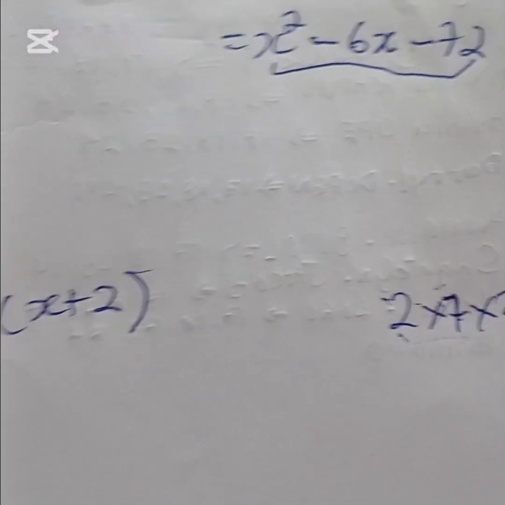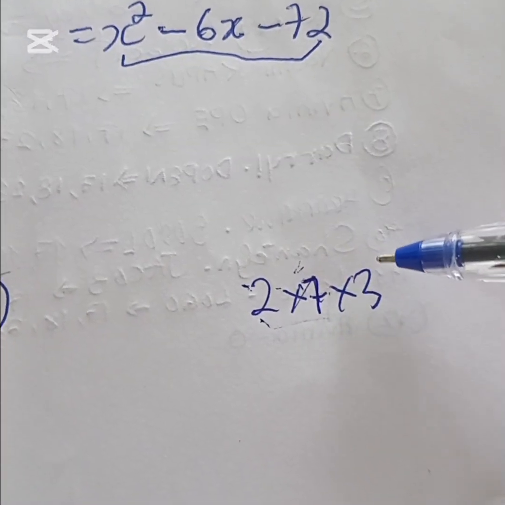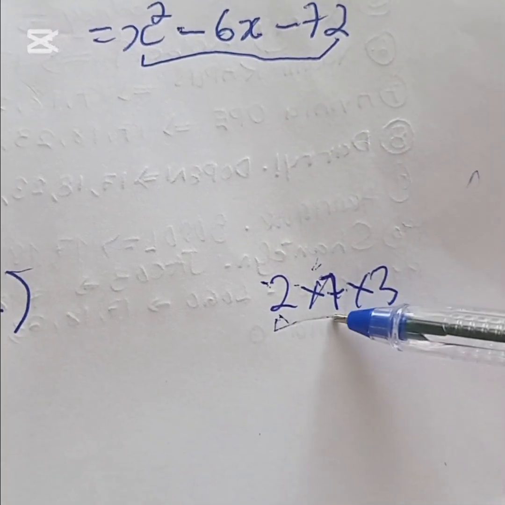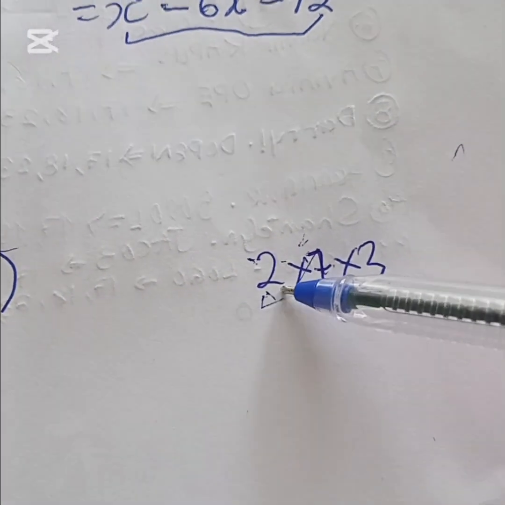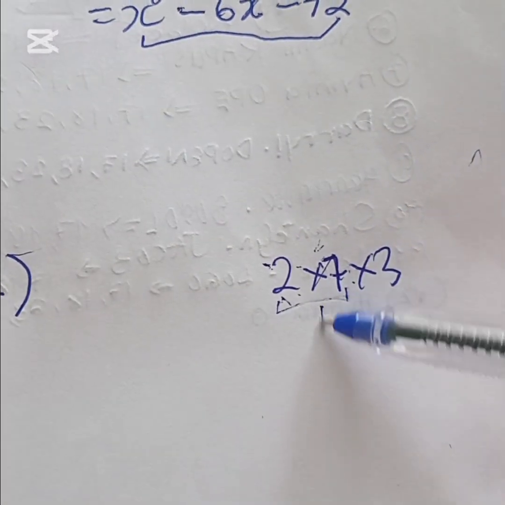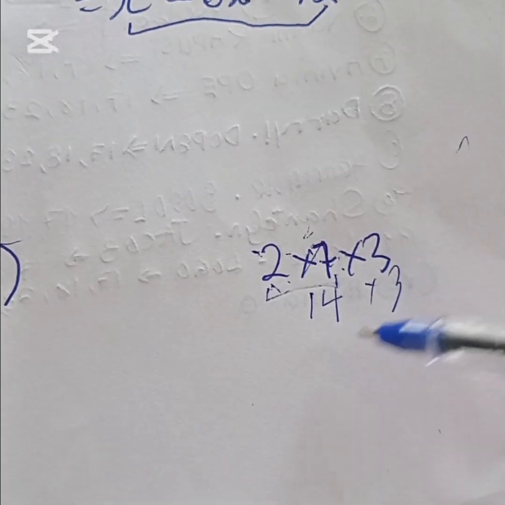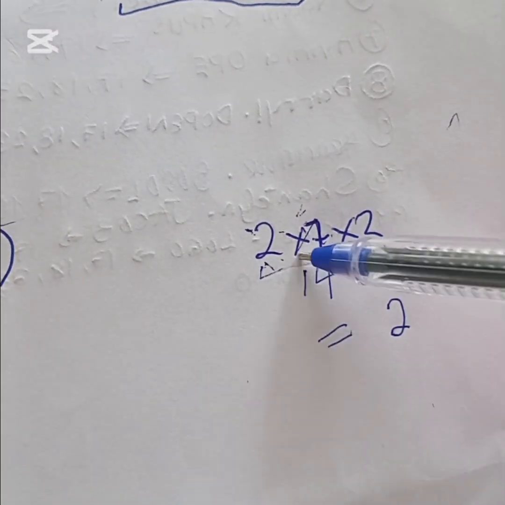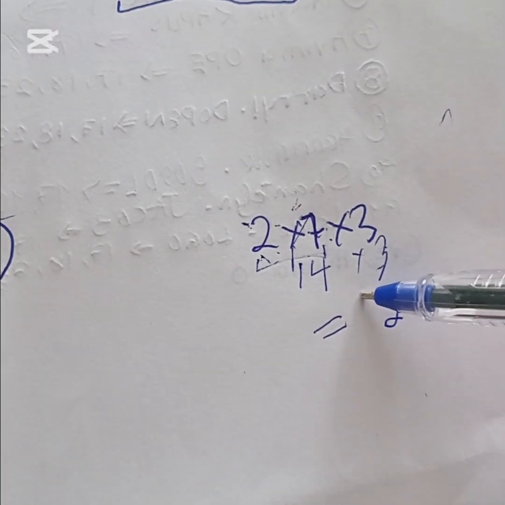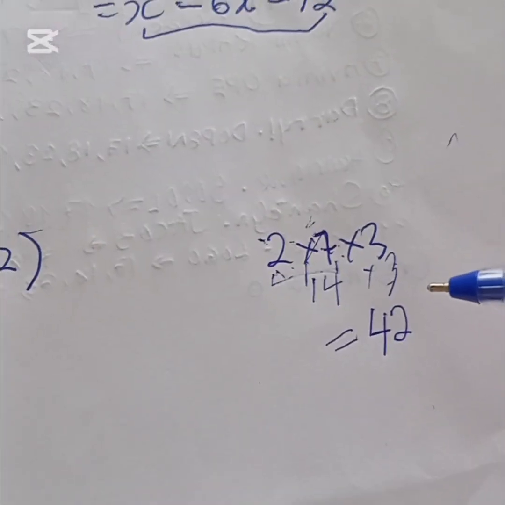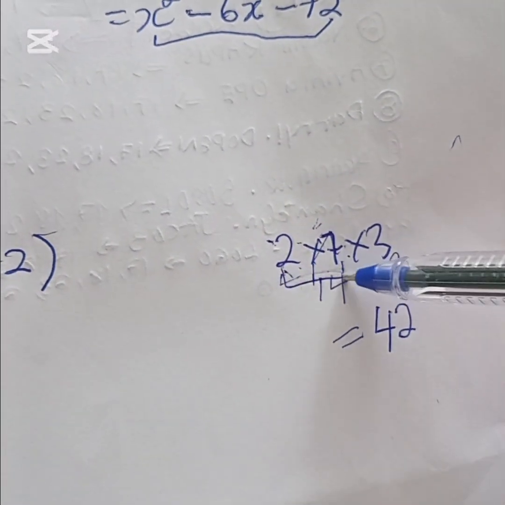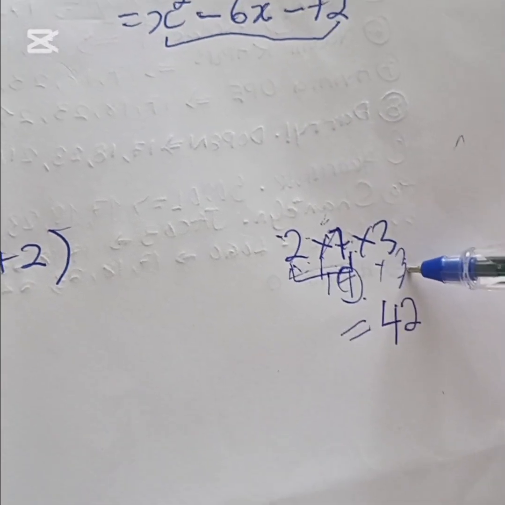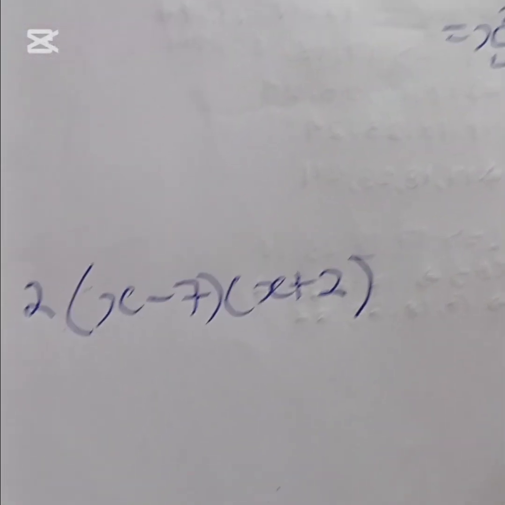When we multiply normal numbers like 2 times 7 times 3, what we normally do in our calculation is we multiply the first 2 numbers, we get the answer, like 2 times 7 is 14, and then 14 times 3. 3 times 4 is 12, carry 1, and 3 times 1 is 3, plus 1 is 4, so 42. Take note, we multiply the first 2 terms, get the answer, and then multiply the answer by the third term or third number. So that's the same thing we do with our brackets.